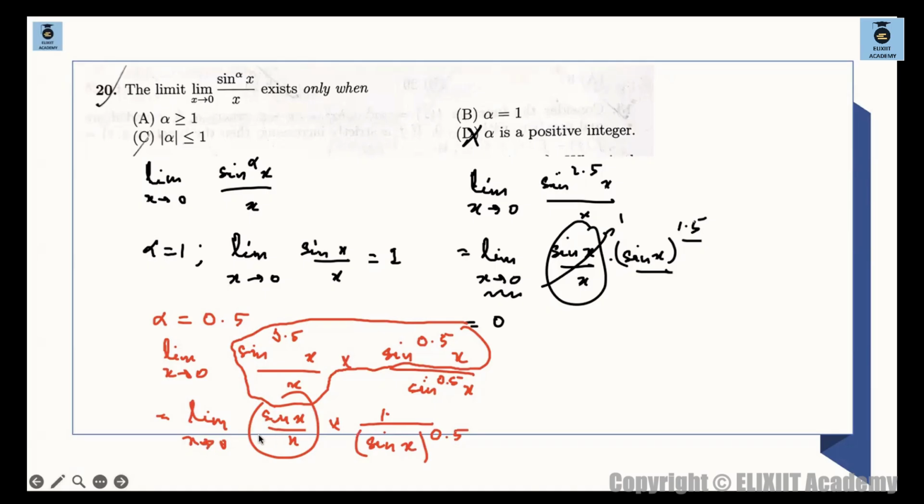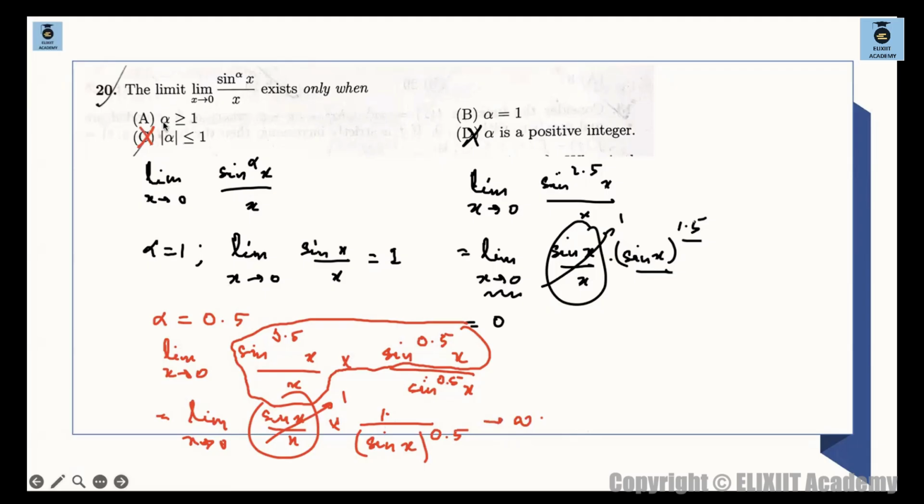As x tends to 0, this quantity will become 1, and this will become 1 by sin 0. So 1 by 0 is undefined. I mean, this will tend to infinity. So in this case also, this will not exist. So option C is also wrong.